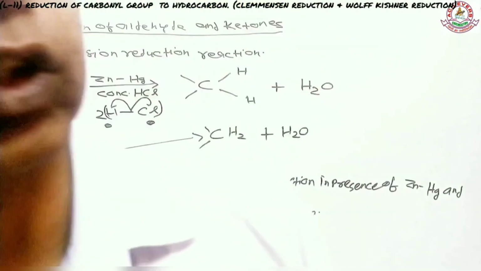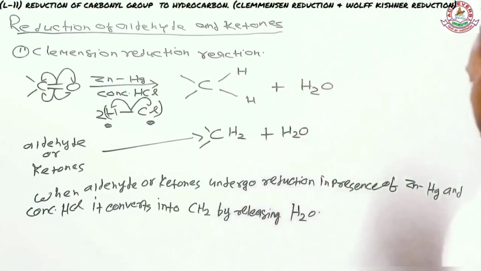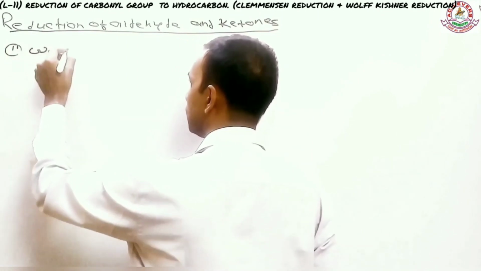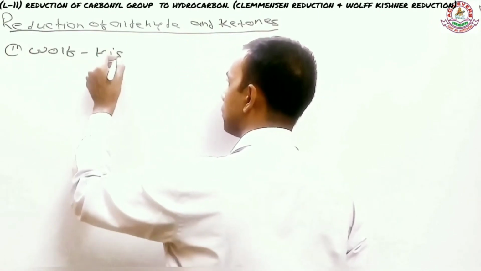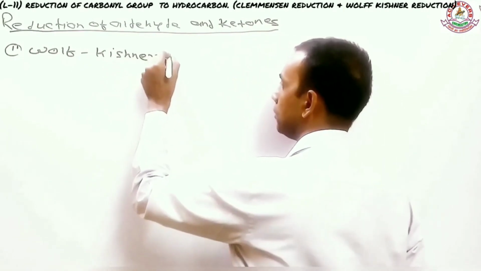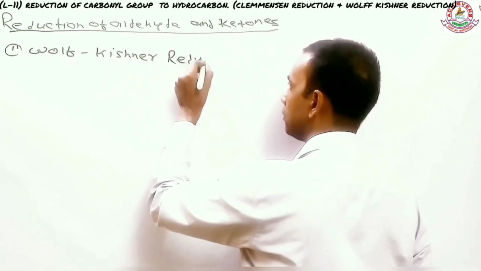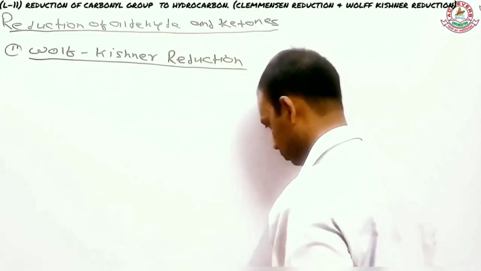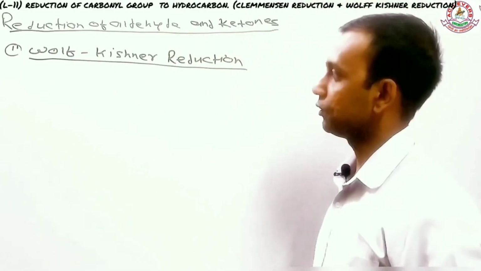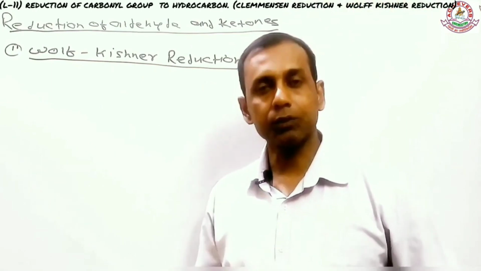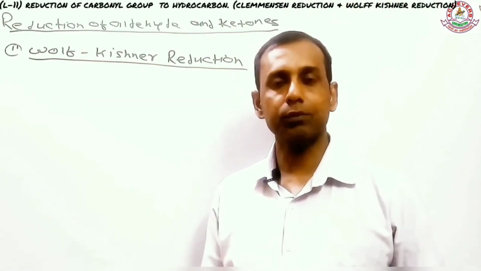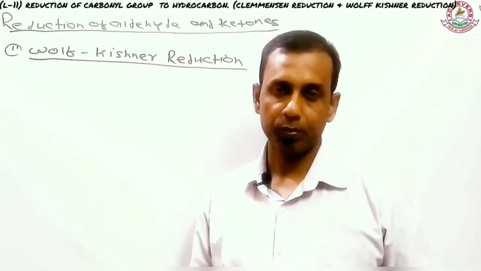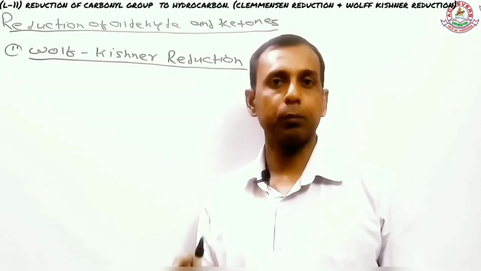Now I have to take the next one, which is the Wolff-Kishner reduction reaction. Now, what happens during this reaction? An aldehyde or ketone reacts with hydrogen, and in the presence of KOH, it converts into CH2 again, right? So this is the fact about the reaction.